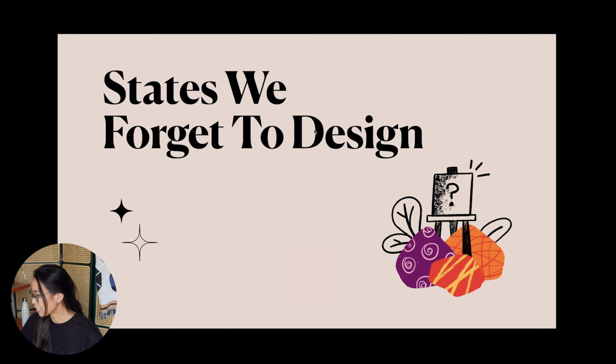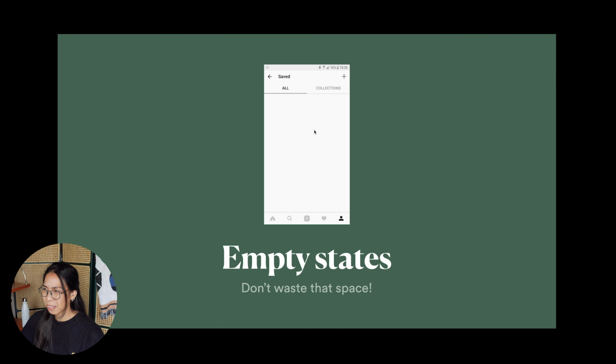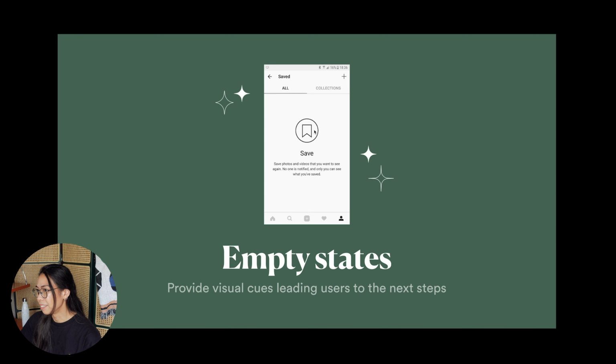So the first state we're going to talk about is empty states. Look at this page. It's pretty clear that there's no content here, but wouldn't it be better to provide some context, such as visual cues leading the users to the next steps? I've listed down some best practices for empty states.